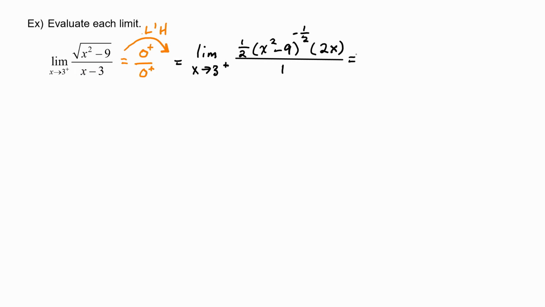So this becomes the limit as x approaches 3 from the right of x over the square root of x squared minus 9. Now that we've simplified, we try plugging in the limit value again, and we would get 3 over 0 plus, which of course is positive infinity.